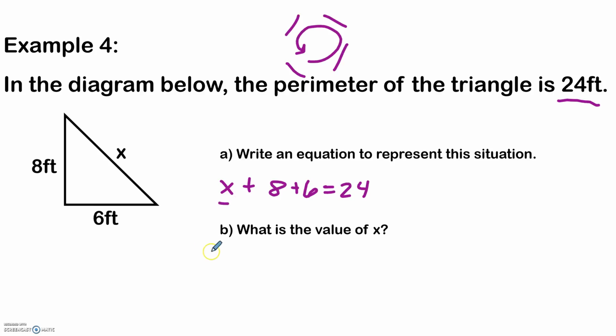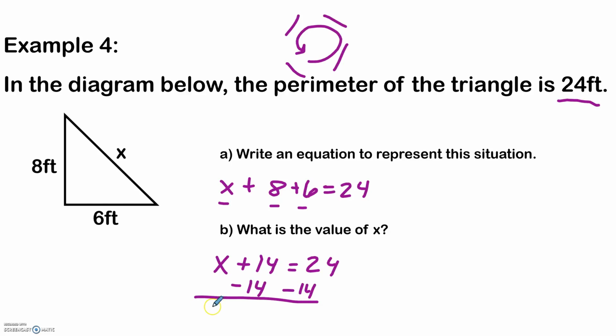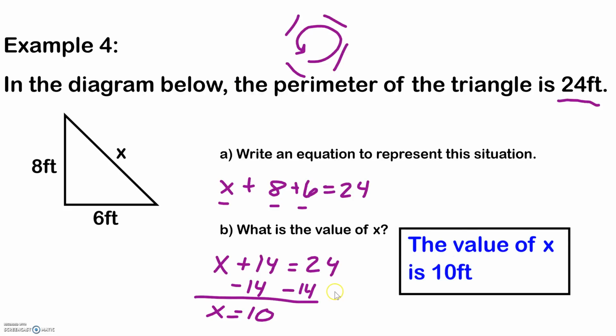Solving, x does not have a like term, so it goes right to our answer, and 8 plus 6 is 14. And that equals our perimeter of 24. Solving using inverse operations, we're going to end up with x equals 10. But of course, we want our final answer in context, so we write the complete sentence, the value of x is 10 feet.